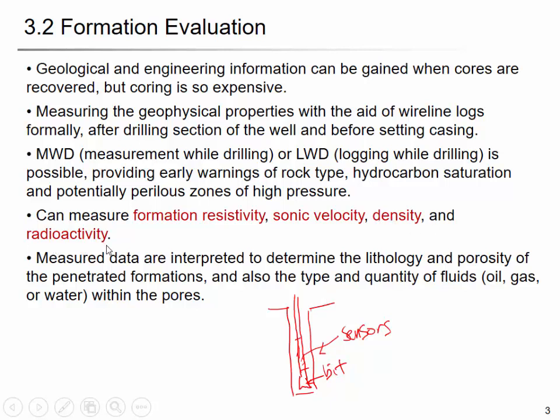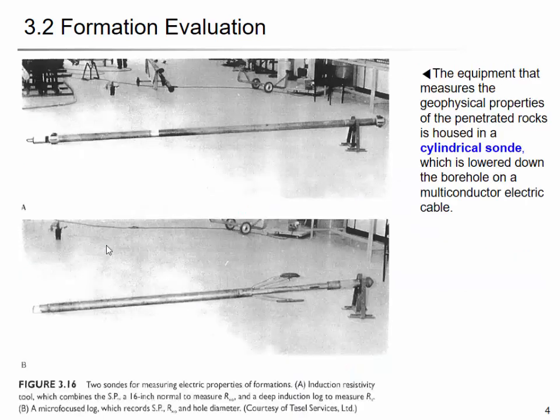So the measured data is interpreted to determine the lithology and porosity of the penetrated formation and the type and quality of the fluid, whether it contains the oil or gas and the water within the pores. So it looks like this here. It's called a sonde, right? Cylindrical sonde, and you can install some electrodes and piezo crystals or pressure meters, etc. And this wing-like mechanical equipment is needed to measure the borehole diameter. So it has a spring and has some gauges.